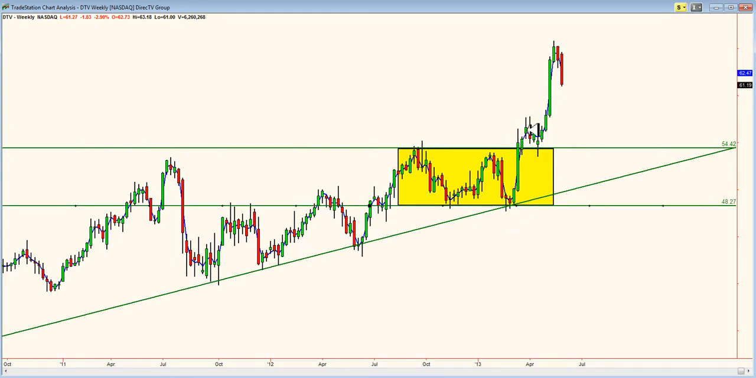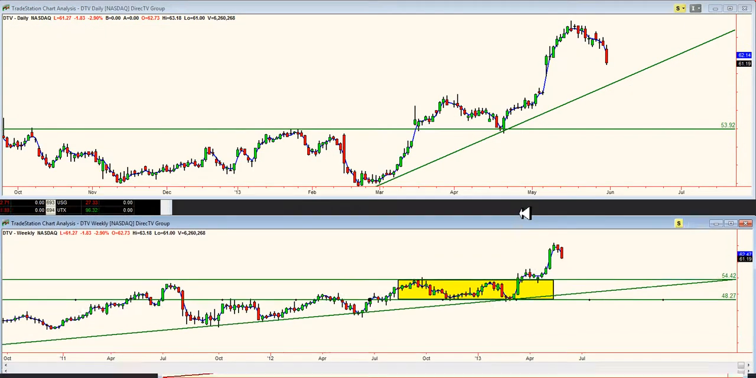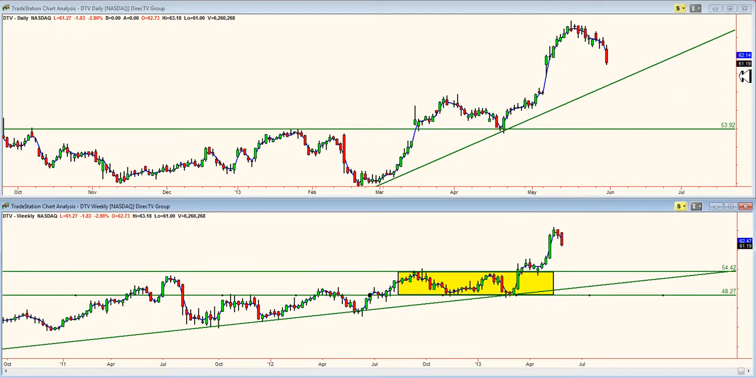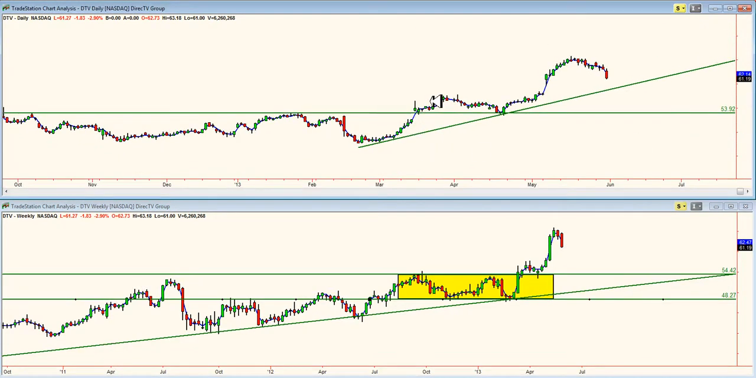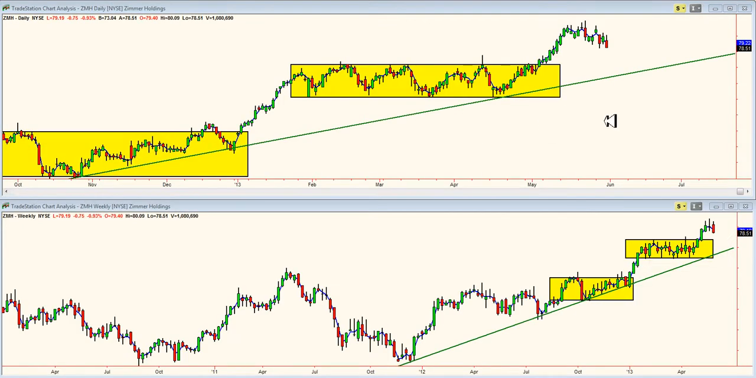Broke out and did what? Tested. Some of them test, some of them don't. You take a look at the daily chart. Came back and did what? Tested that breakout and continued higher. Of course, our signals that we have will help us determine test of breakouts also.